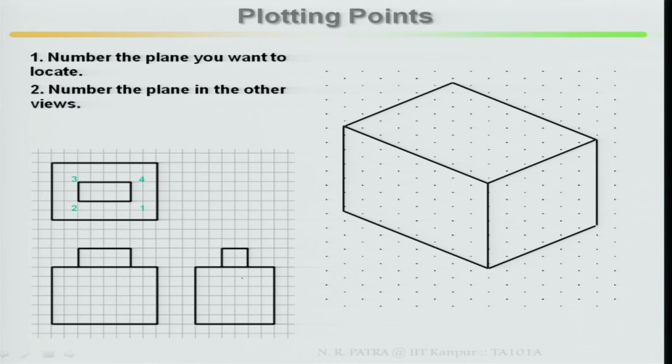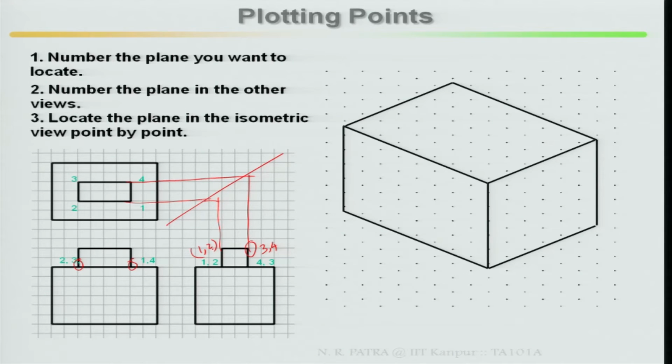Number the plane in other views. Use the same numbers in the other views. If I take 1, 2, 3, 4, then 1, 4 will be lying here. Similarly 2, 3 will be lying here, right? Then in the side view also, this is 1, 2, 3, 4, because if I am taking 3, 4 back like this, I am drawing it back here as well as here, then it is coming back. This is your 3, 4, and this is your 1 and 2 in the side view.